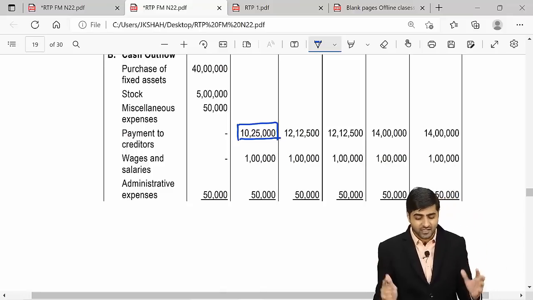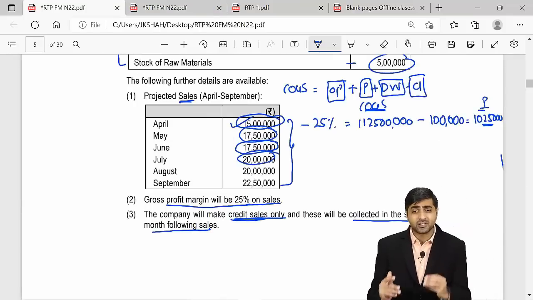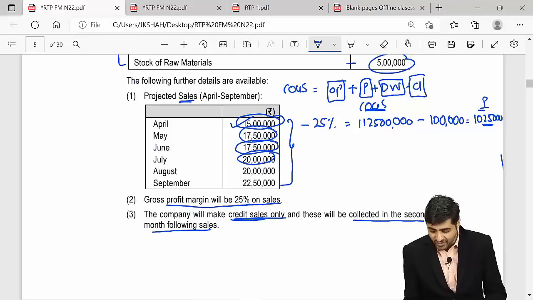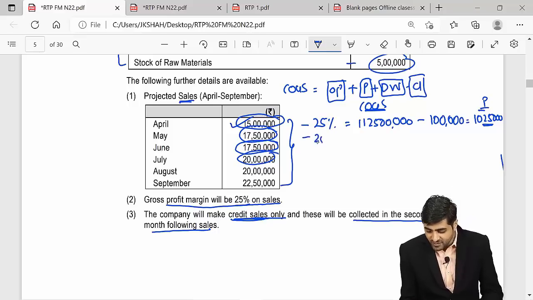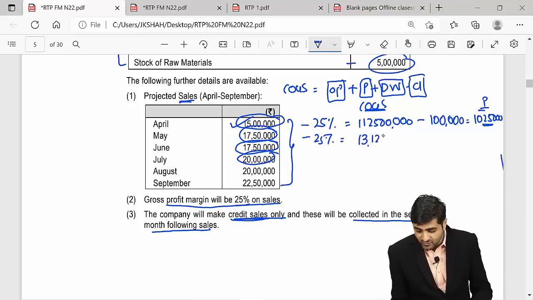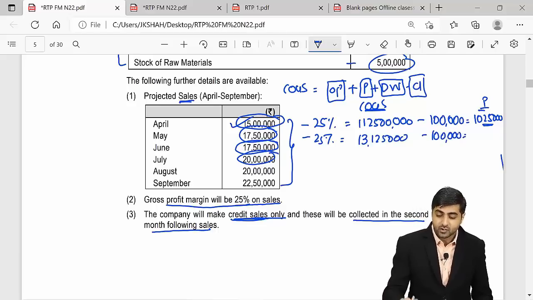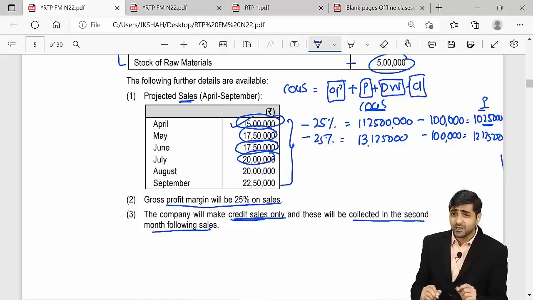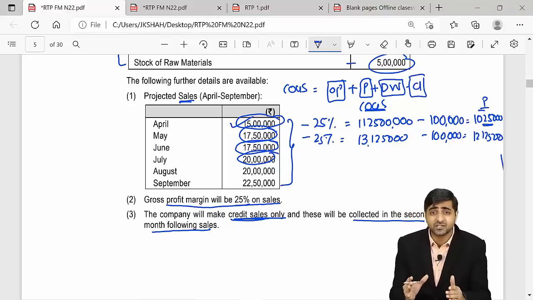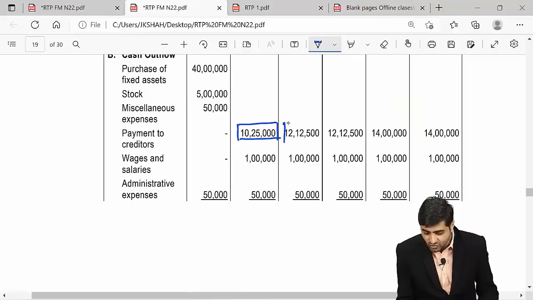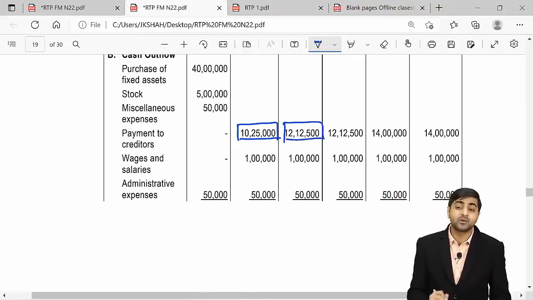Similarly, now you can calculate what is going to be your purchases for the month of May, for which the payment will be made in June. You can check your sales is 17,50,000. From this we subtract your GP margin, so you will eventually get 13,12,500, from which you will subtract your wages, and this will give you 12,12,500. So this is your purchases for May, and as you know that this is your credit purchases, the payment will be made in the next month. So that's why this 12,12,500 should come in June.